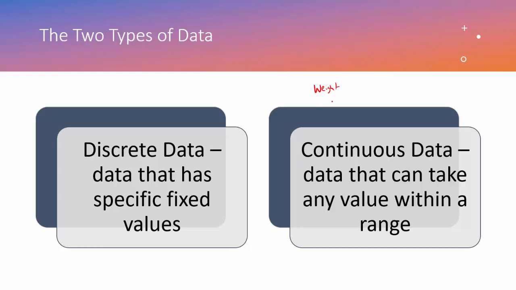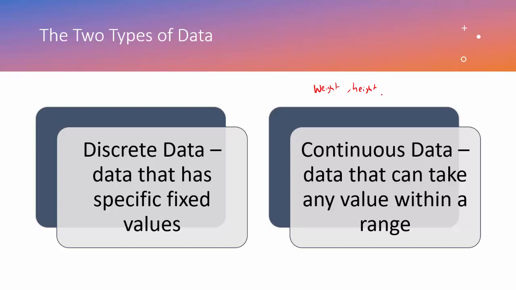Somebody's weight could be 60 kilos, it could be 61 kilos, it could be 61.3 kilos, it could be 61.327594 kilograms. That's weight. Height, again, is a similar one. Someone could be 156 centimeters, or they could be 156.73924.